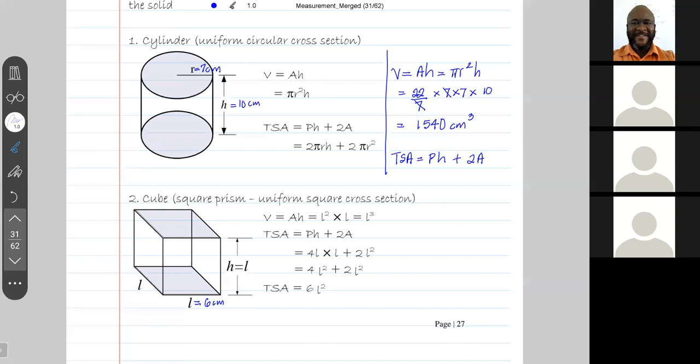PH gives you the area of the middle. Guys, P stands for the perimeter of the uniform cross-section. The uniform cross-section here is a circle. The perimeter of a circle is called the circumference. So this is 2 pi RH plus 2 pi r squared. So this would be 2 times 22 over 7 times the height of the prism, which is 10, plus 2 times 22 over 7 times 7 squared.